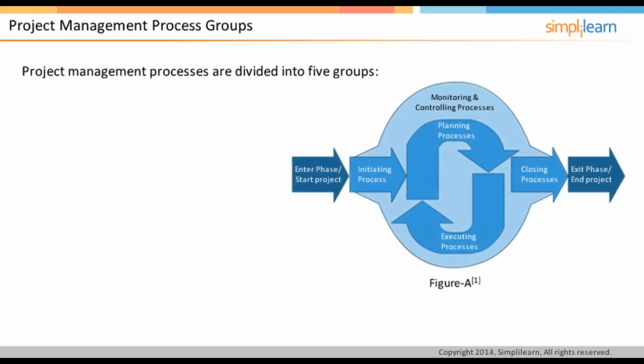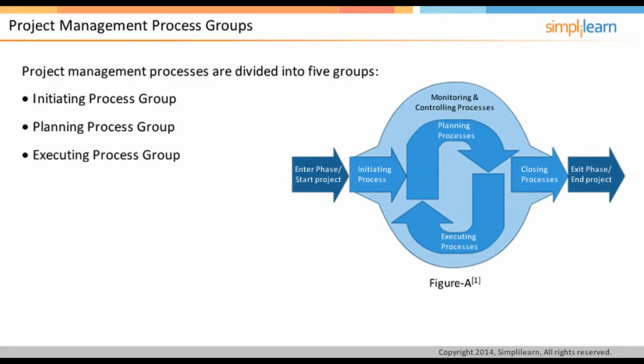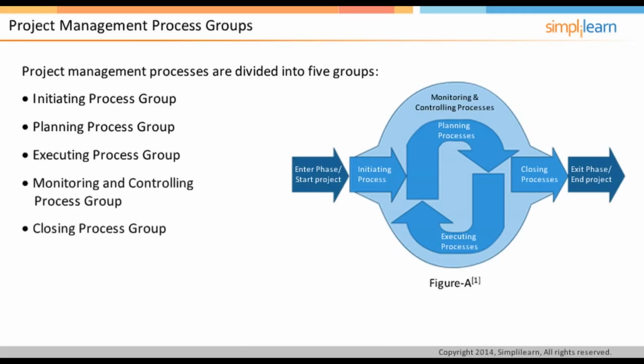The project management processes are divided into 5 process groups. They are Initiating Process Group, Planning Process Group, Executing Process Group, Monitoring and Controlling Process Group, and Closing Process Group. The initiating process happens at the beginning of the project or a phase. The planning, executing, and monitoring and controlling processes go together. Therefore, you plan, execute, and replan based on the execution result.